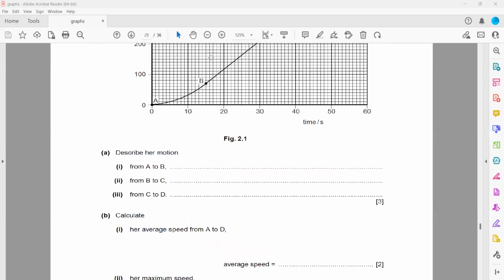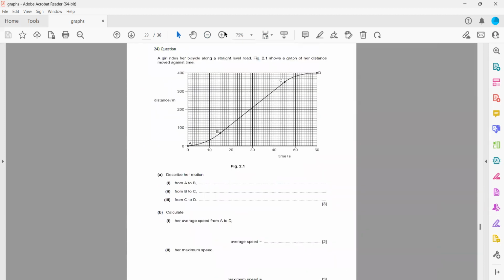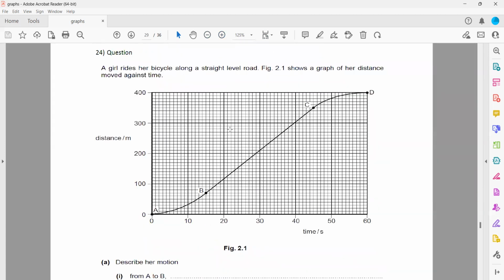Then the average speed and the maximum speed. To calculate her average speed, we need the total distance over the total time. The total distance she covered is 400 and the total time is 60. So 400 divided by 60 is 6.67 meters per second. That's for the average. But how do we get the maximum speed?